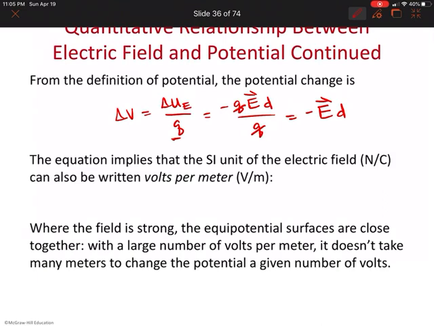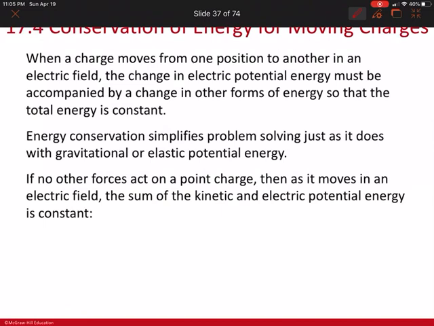Okay? And so in chapter 16, we were seeing that electric field was given in units of Newton per Coulomb, where here it can also be written as volts per meter. So just something to remember here. And 1 Newton per Coulomb is equal to 1 volt per meter. Alrighty. I think that's all you need for that one.